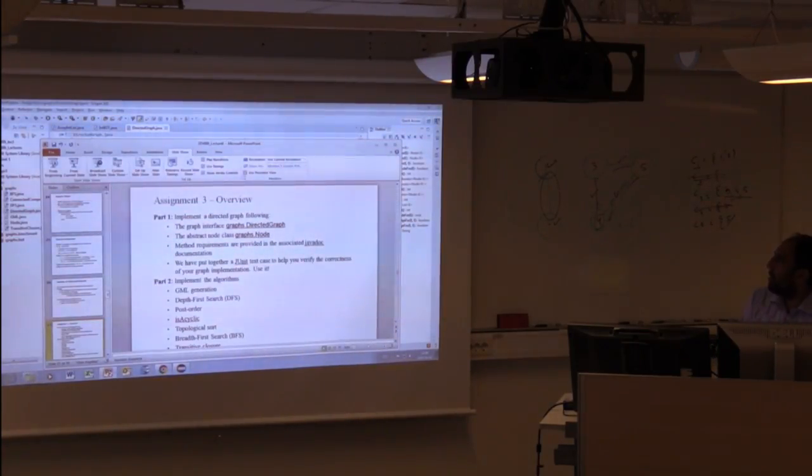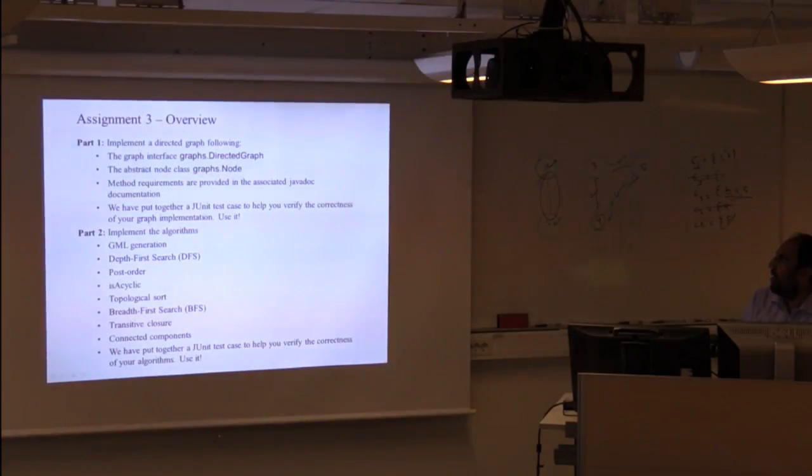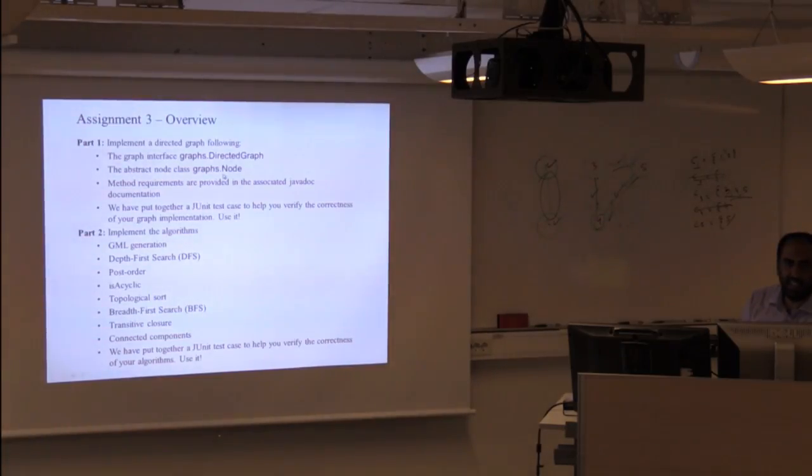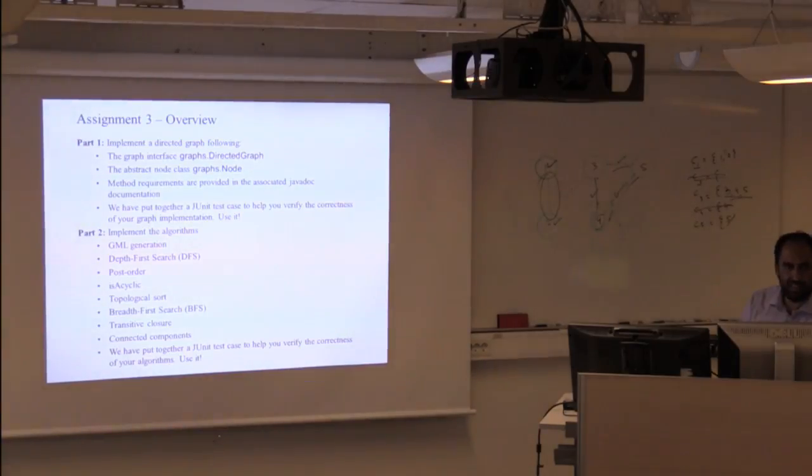So in simple terms, in part 1, you will be required to implement a few graph interfaces. The main interface is the directed graph interface. It provides you with the methods. We will look at what methods are there, and then you will get a node abstract class, and you will be required to implement this class.